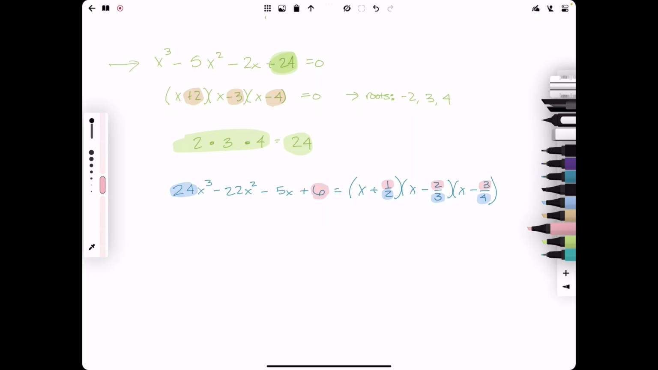So what are the roots? The opposites of them. Which are what? Negative 1/2, 2/3 and 3/4. If we look at the numerators and the denominators, what do you notice about those? 1, 2, 3, 2, 3, 4. Okay, so they're in order, great.